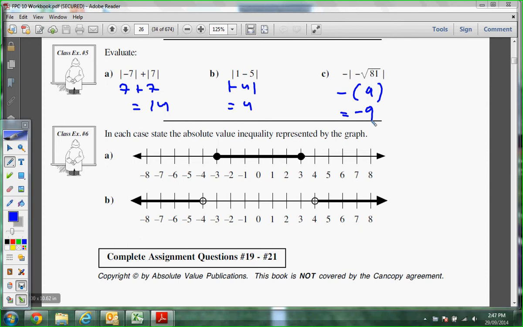Okay, in each case, state the absolute value inequality represented by the graph. So this right here, absolute value of A is less than or equal to 3. So that means that anything less than or equal to 3 will work. That's what the dark dot means. Negative 2, negative 1, all these things less than 3. What's this one? Absolute value greater than, is it equal to or not? No, because why? Open dot means it's not equal to. Okay, very nice.